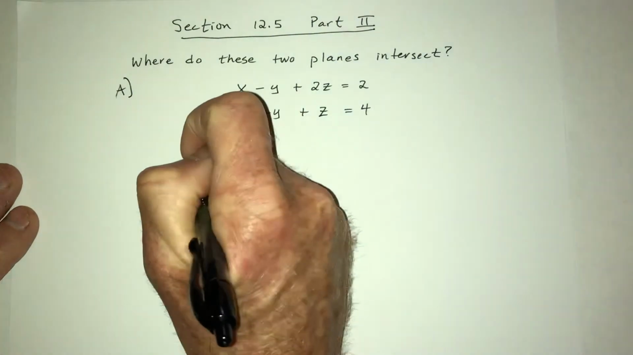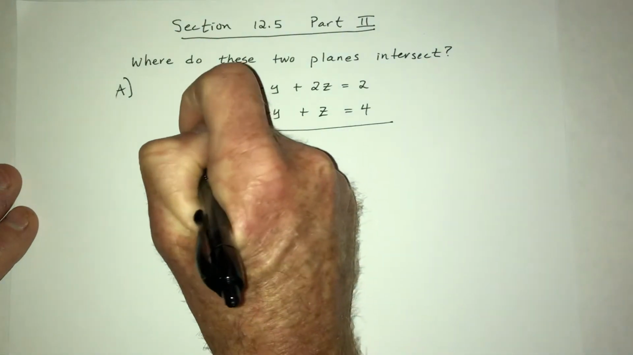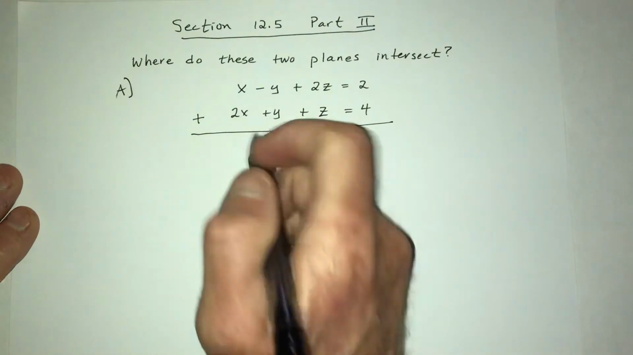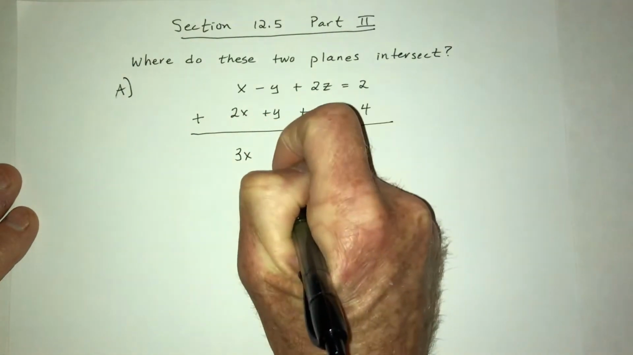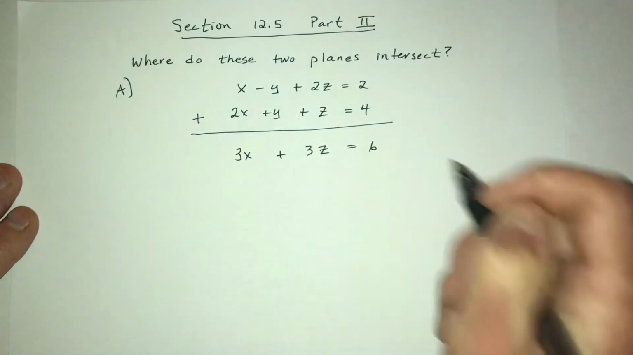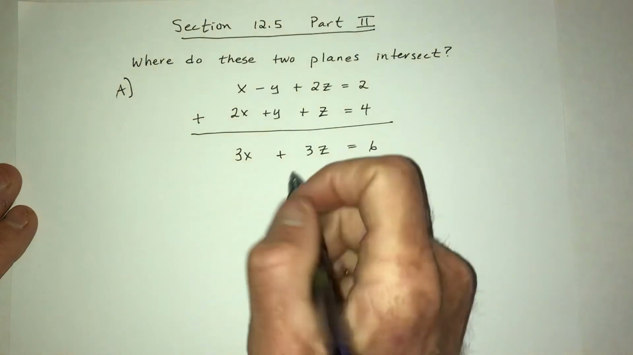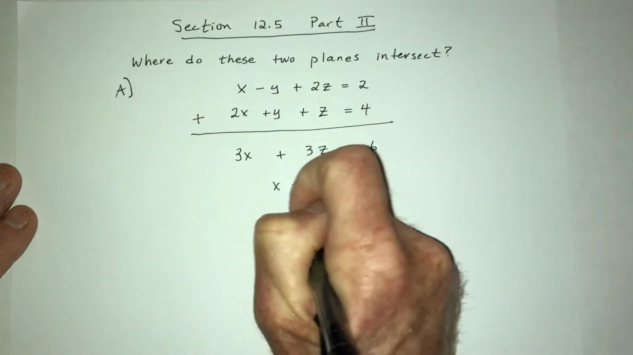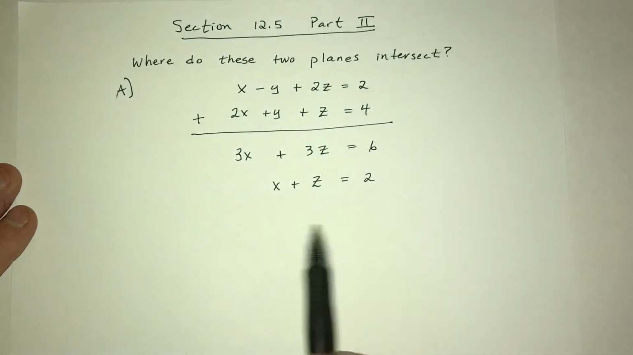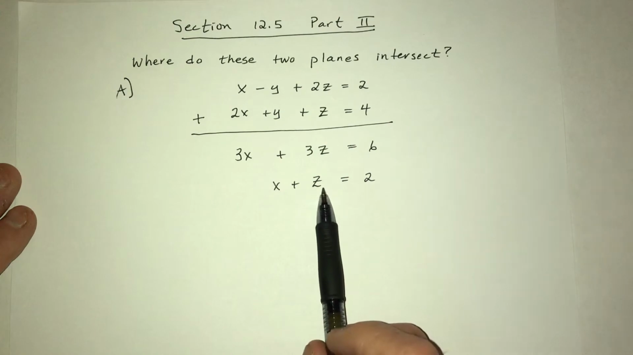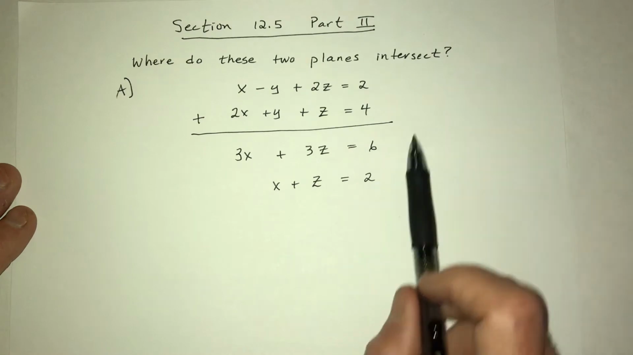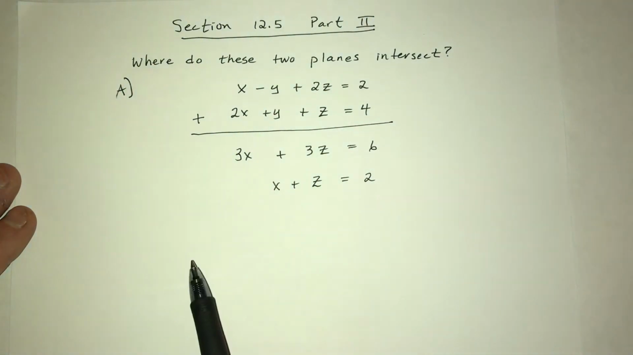So what I could do is add these equations together. When I do that, the y's are going to cancel. Right here, I would have 3x plus 3z is equal to 6. Or I could divide by 3 and get x plus z is equal to 2. Now, the thing is, I've got two variables right here, and I only have this one equation. So what I'll need to do is substitute it back into one of the other equations.